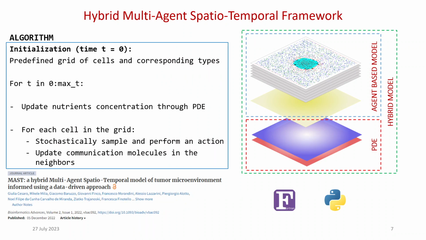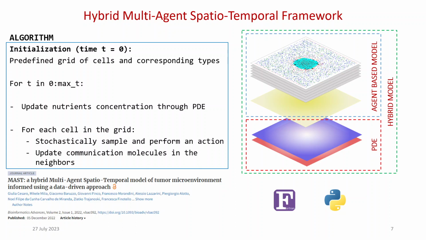So, to sum up, the algorithm behind MUST works as follows. After a random initialization of the cells in the environment and until the simulation runs out of time, we update the nutrient concentrations through partial differential equations, and for each agent or cell in the grid, we stochastically sample and perform an action, while updating the communication molecules in a neighborhood whenever possible.